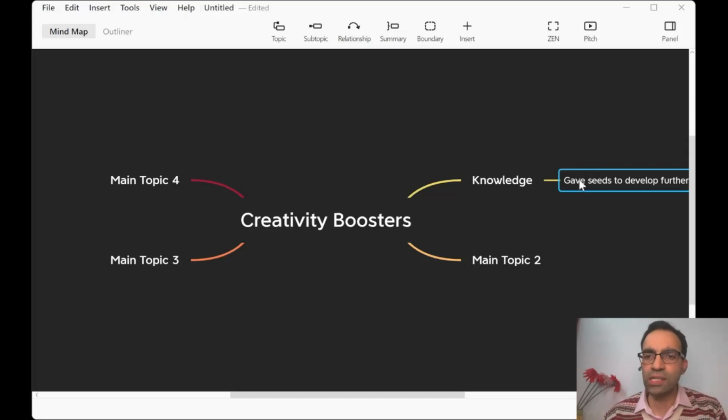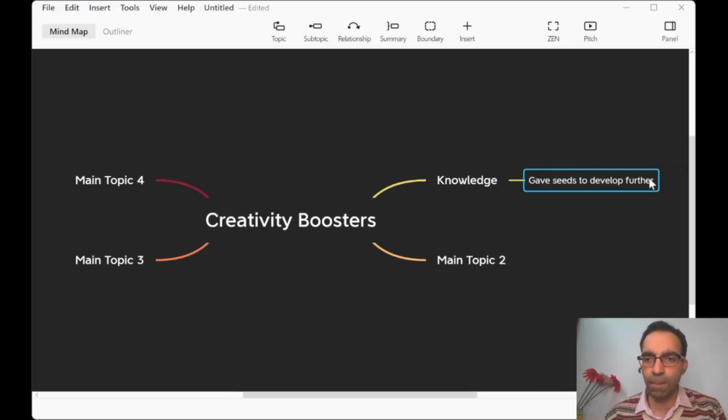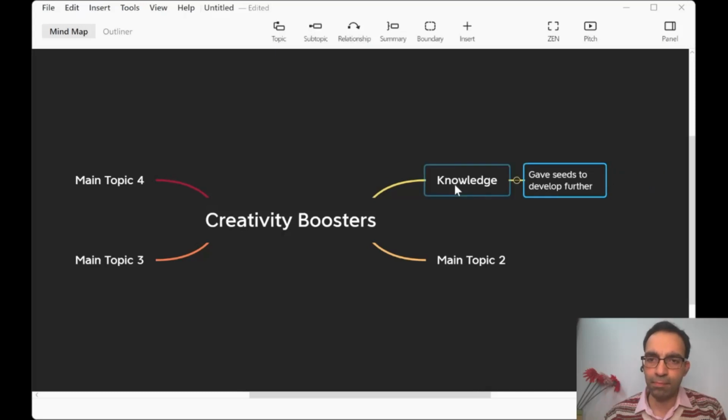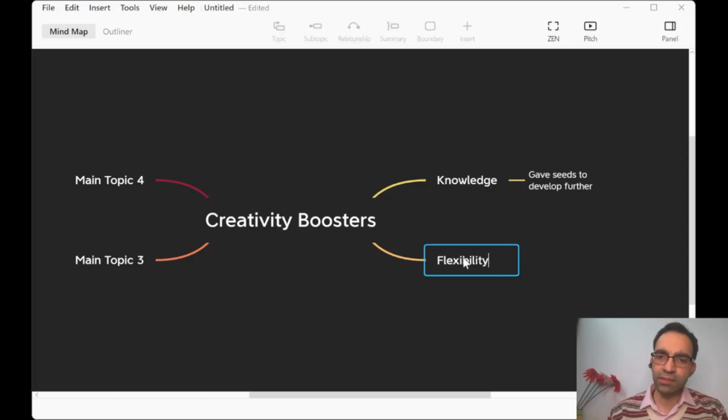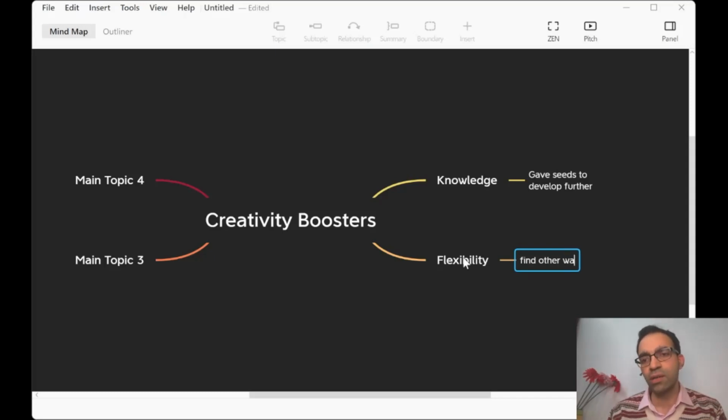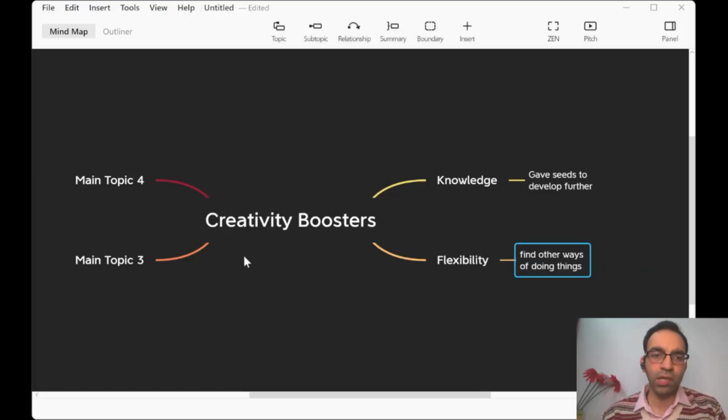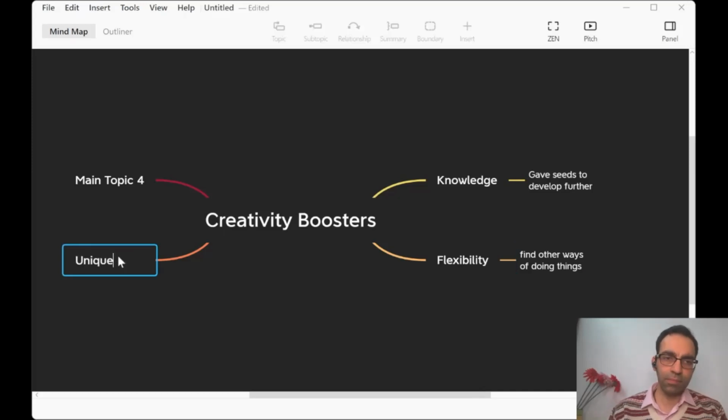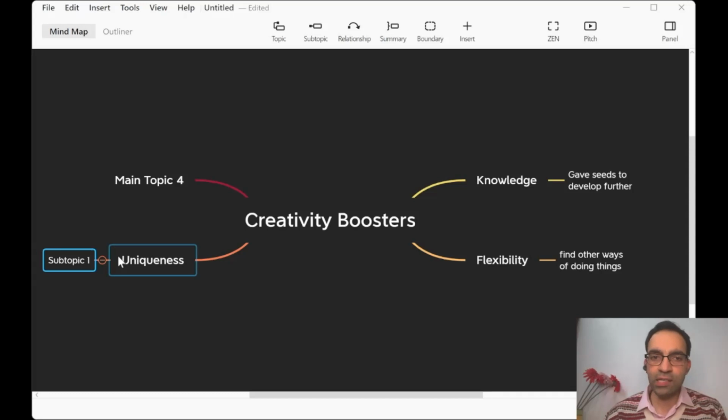What else helped us to come up with more ideas? To think in some other direction on how we can use that. Okay, so let us say flexibility: find other directions or other ways of doing things. What else? Unique experiences. Okay, uniqueness. Each one of us has lived life differently, so uniqueness in terms of experiences.